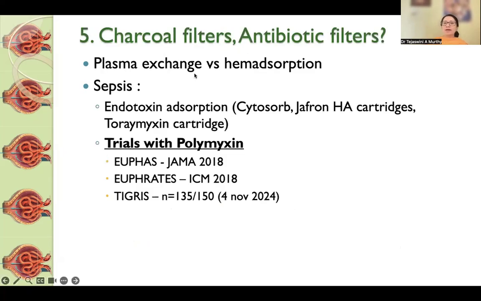So there are a lot of studies and data looking at antibiotic filters and charcoal filters. All of these employ the principle of heme adsorption, where you know how we do plasma exchange for autoimmune disease patients, SLE, all of those patients.